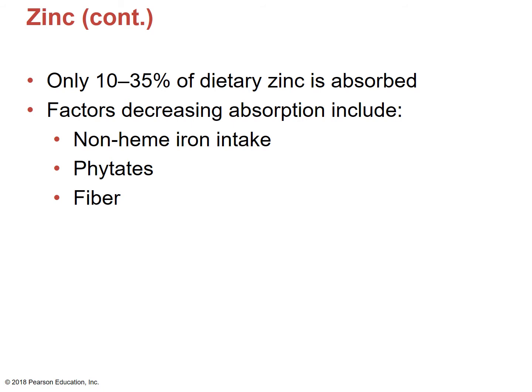The recommended intake for zinc is listed in table 9.1 in your text. Good food sources include meat, fish, poultry, and enriched grains and cereals. As zinc is significantly more absorbable in animal-based foods, zinc deficiency is a concern for people eating a vegan diet.